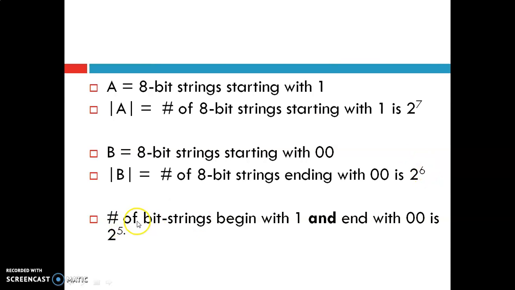Now, the number of bit strings that begin with 1 and end with 00 means they contain both. So it's 2 raised to 5, because the first bit is 1 and the last two bits are 0. The bits in between are 5, so the combinations of that will be 2 raised to 5.